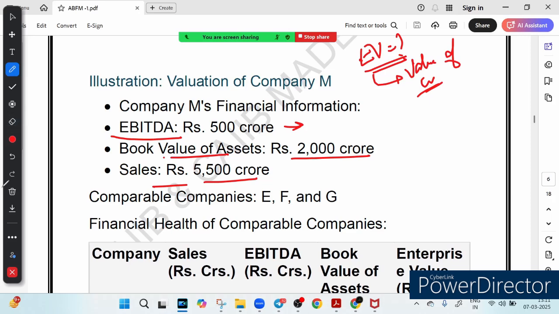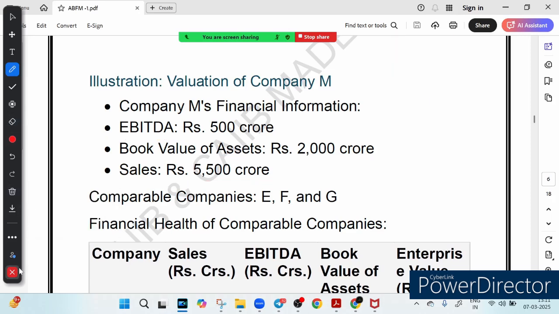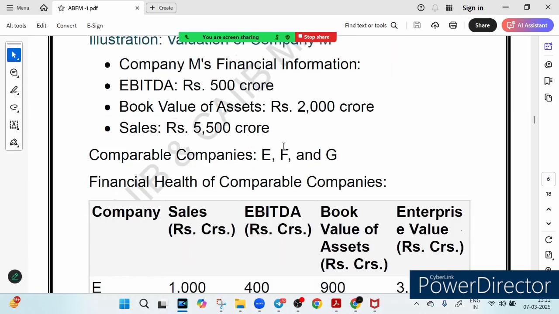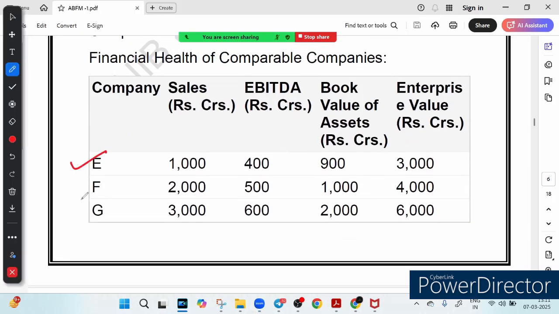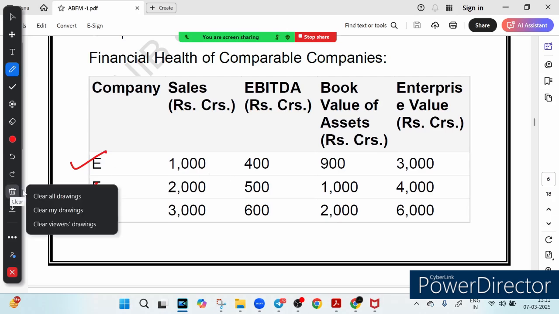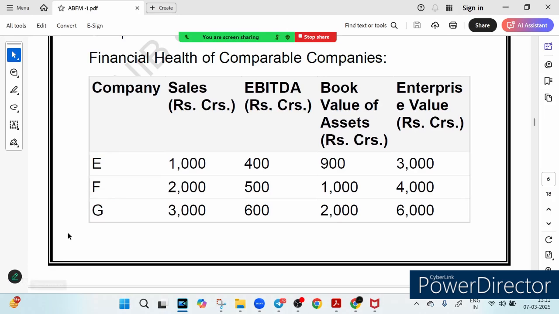Now let's see how we apply the relative valuation technique. We use something called a valuation multiple, right? So we find the valuation multiple for all these 3 companies, that is E, F, and G. Think of a multiple as a price tag for different aspects of the business. The first multiple we have is EV/EBITDA. It measures how much investors are willing to pay for its profit. The second is EV/book value. It checks how much value the company has in assets. EV/sales compares company value to revenue, right?